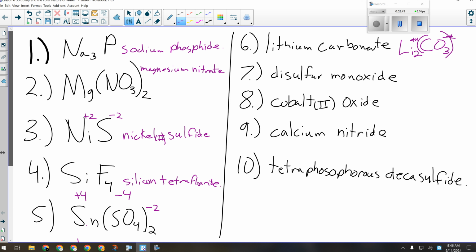All right. Ionic or molecular for number 7? Molecular. Molecular. We see all those prefixes, right? So disulfur means how many sulfur? 2. How many oxygens? Good.